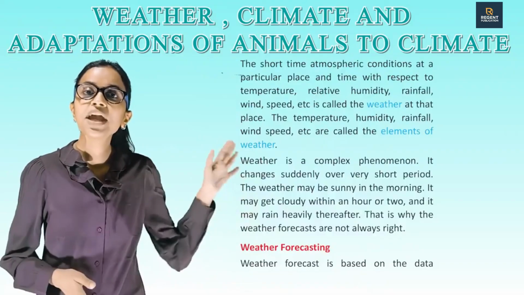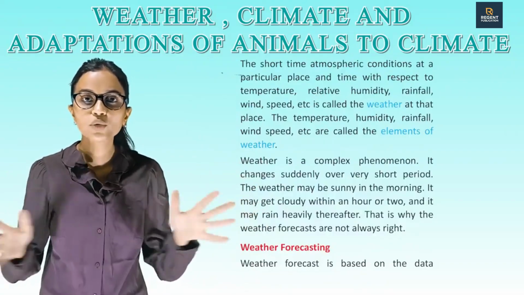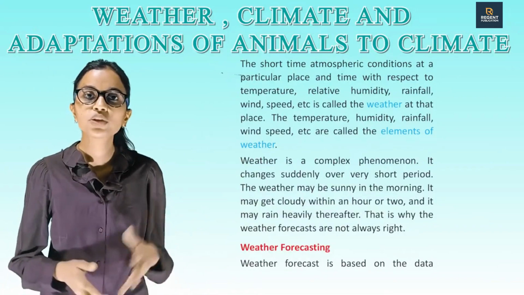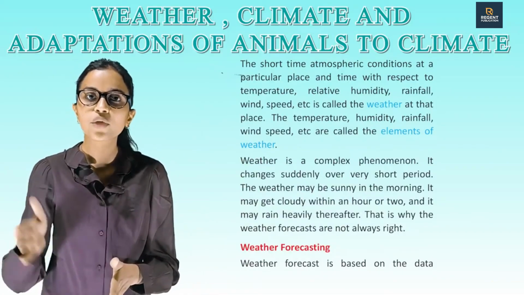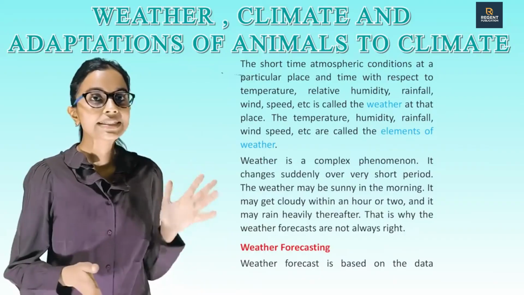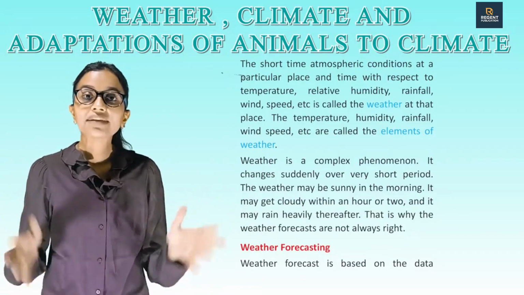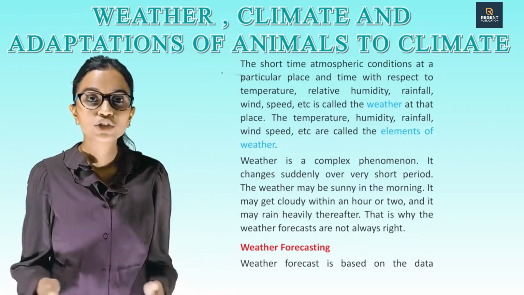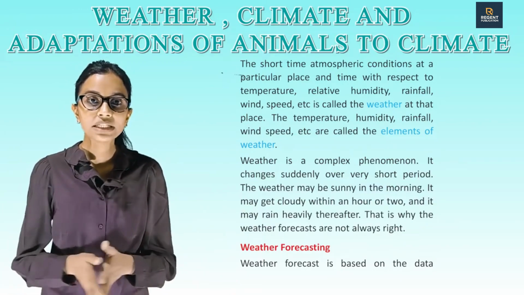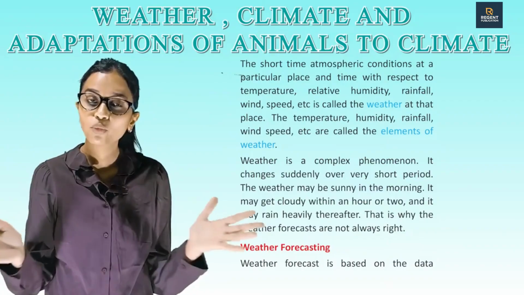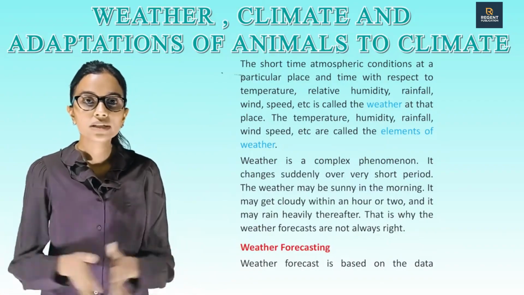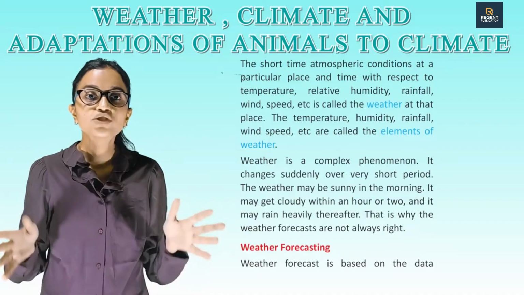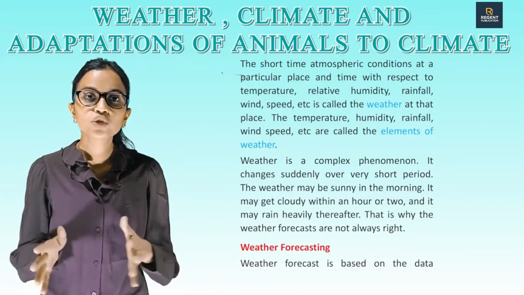The short time atmospheric conditions at a particular place and time with respect to temperature, relative humidity, rainfall, wind speed, etc. is called the weather at that place. The temperature, humidity, rainfall, wind speed, etc. are called elements of weather. Weather is a complex phenomenon. It changes suddenly over a very short period.